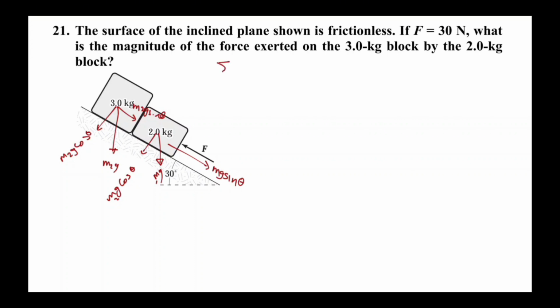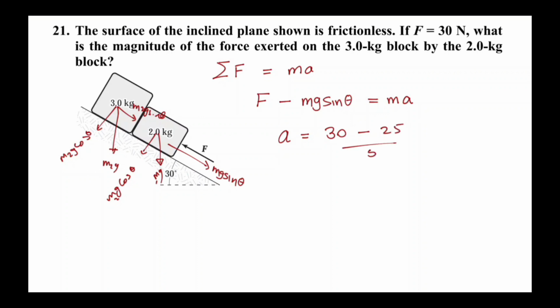Now the sum of all forces equals MA: F minus mg sine theta equals MA. I'm talking about the whole system here, with mass equal to 2 plus 3 kilograms, 5 kilograms. So in this case A equals 30 minus 25 divided by 5, or equal to 1 meter per second squared. So this is the acceleration for the whole system.